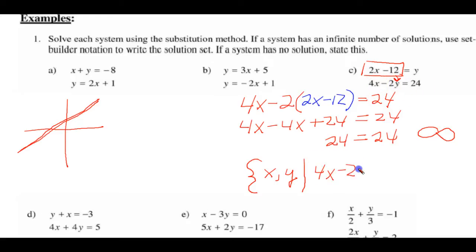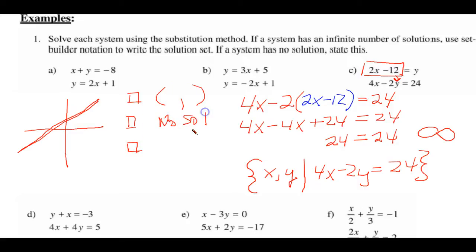4x minus 2y equals 24. Now, theoretically, you could have used the other equation. In MATLAB, they'll give you three choices: an A, a B, and a C. You have to put a dot in there. This will be an ordered pair. This will be a no solution. And this will be something like that. Either of the two equations, set builder notation.